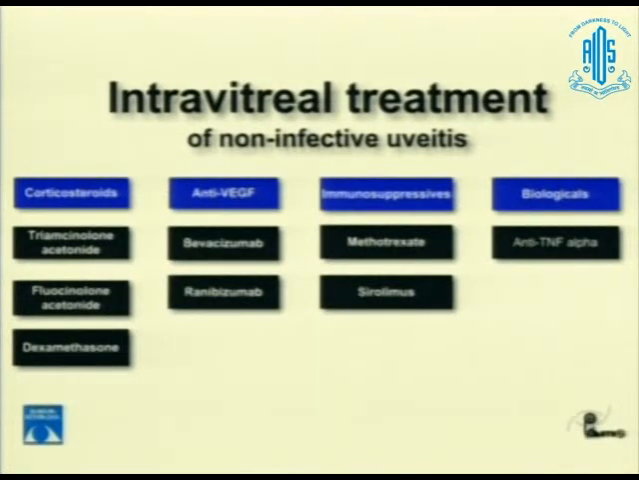Now, intravitreal treatment is very important. It's becoming very popular nowadays. We have corticosteroids; a lot of corticosteroids are used, and we'll discuss them in the next slide. The anti-VEGFs, bevacizumab and ranibizumab, have been used successfully for the treatment of inflammatory CNVM and cystoid macular edema in some cases. Among immunosuppressives, methotrexate has been tried, and a sirolimus trial is going on in various centers. And etanercept, an anti-TNF alpha, has been tried as intravitreal treatment.